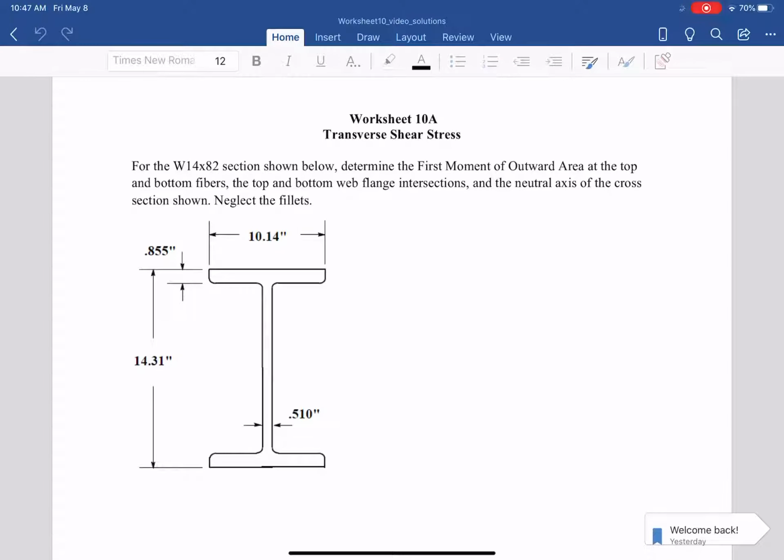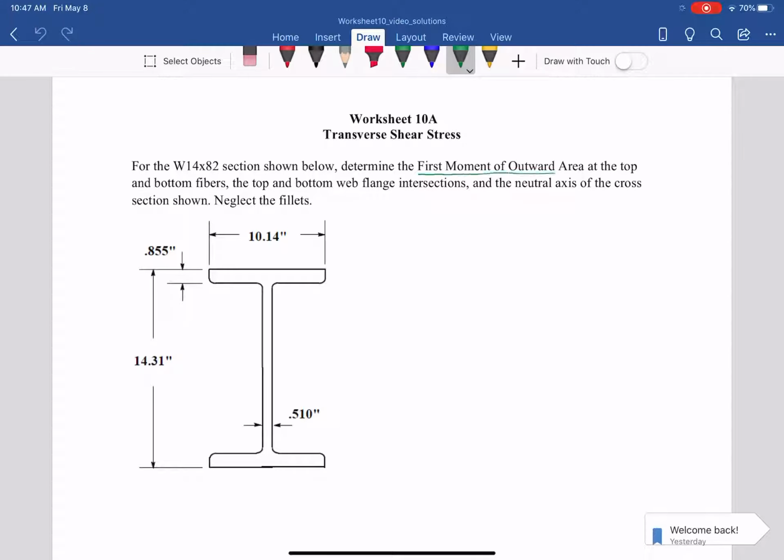Worksheet 10A, Transverse Shear Stress. For this problem, they give us the section of the W14 by 82. Basically, that is the Y flange shape. Determine the first moment of outward areas, that is Q, first introduced in today's class.